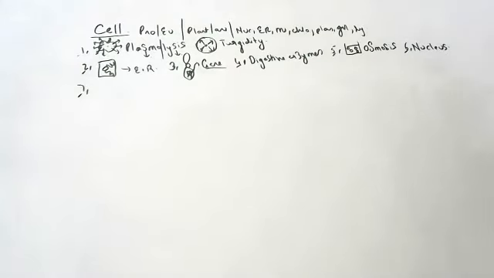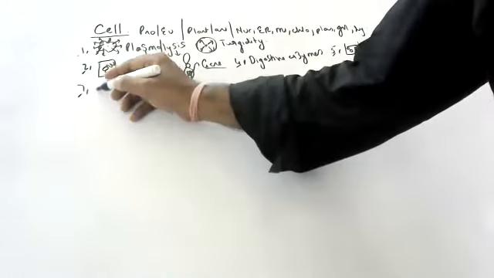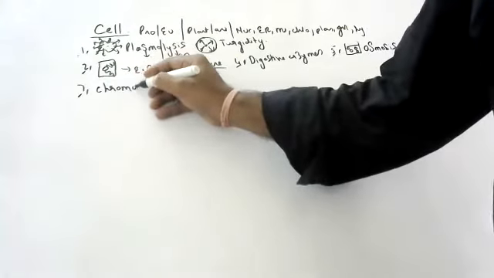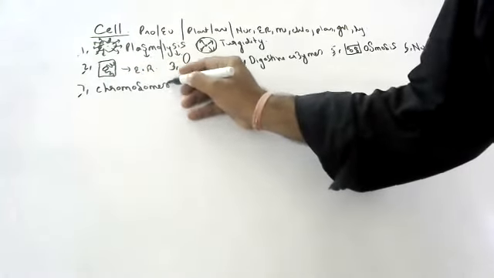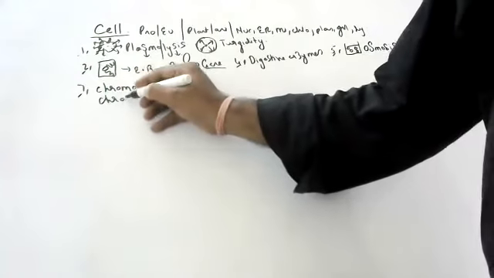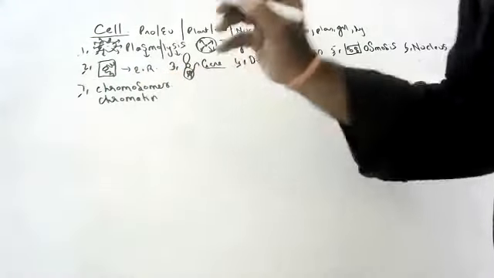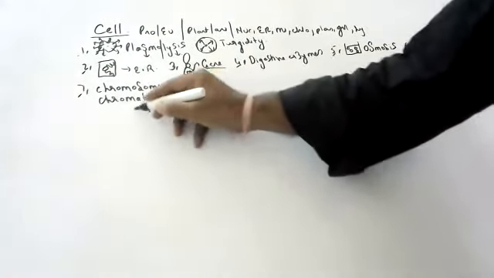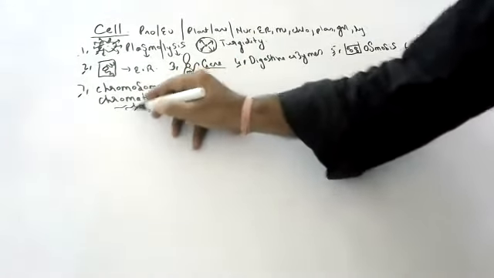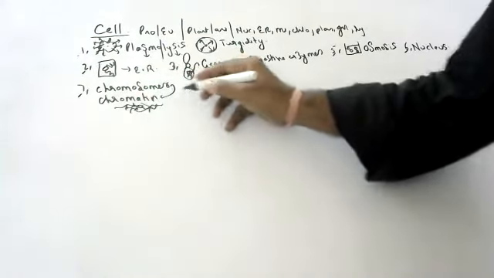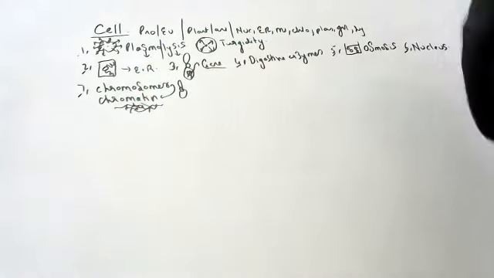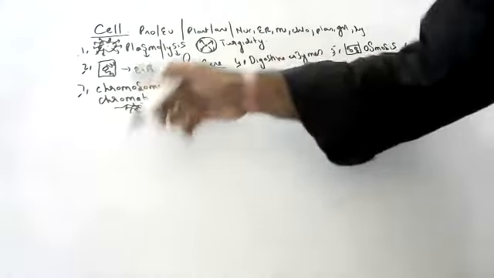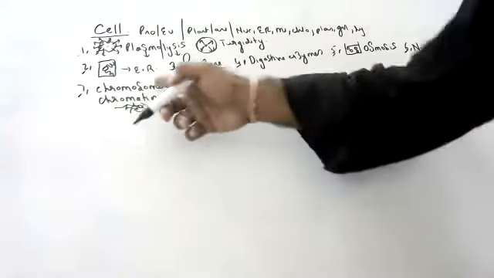Next one. How is DNA present in a cell which is dividing and which is not dividing? If the cell is dividing, DNA is present in chromosomes. If the cell is not dividing, DNA is present in chromatin reticulum. Chromosomes are tightly coiled. When the cell is not dividing, they are called chromatin.